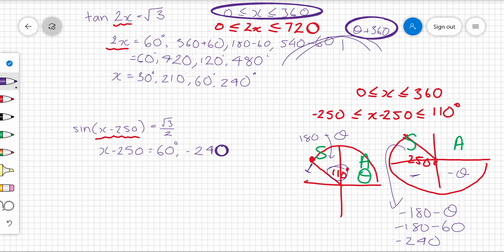And then go back to our equation over here. In order to just fix it up, we're just adding 250 to everything. So we've got 310, I think. We've got minus 240 plus 250. I should be able to do that in my head. All right, so that's 10 degrees. Now just check again, are these answers in our original domain for x? Yes, they are. So it looks like we are on a good thing.